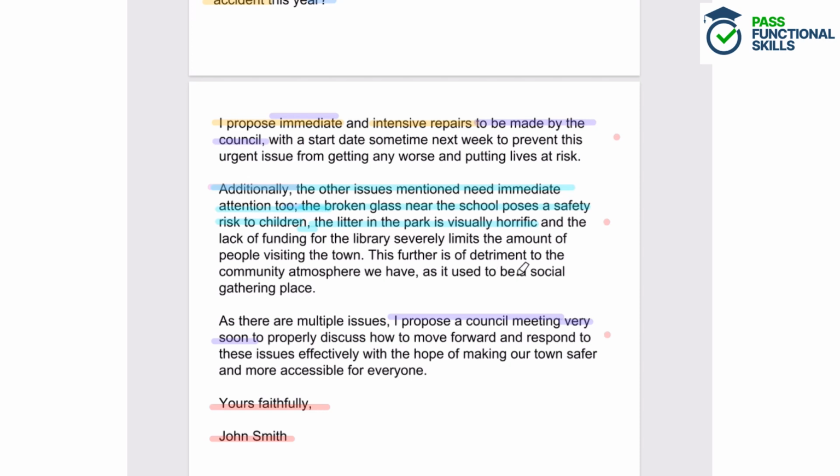So we've got safety risks, we've got things that are visually horrific. And then we've got a connective word and to add even more information to this sentence. So, and the lack of funding for the library severely limits the amount of people visiting the town. So there we've got a bit of a fact and an opinion there. So the library is underfunded, that's a fact. And then the effect of this is it's severely limiting the amount of people that are visiting. So whenever you can draw your ideas together in a way that is clear for the reader, then you should do so. But make sure that your sentences aren't so long and complicated that they become difficult to read.